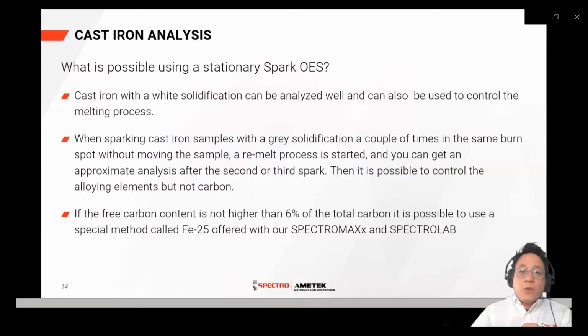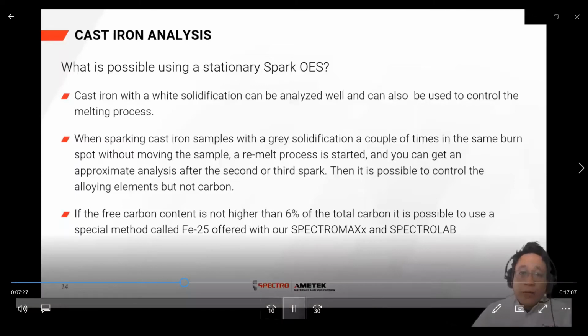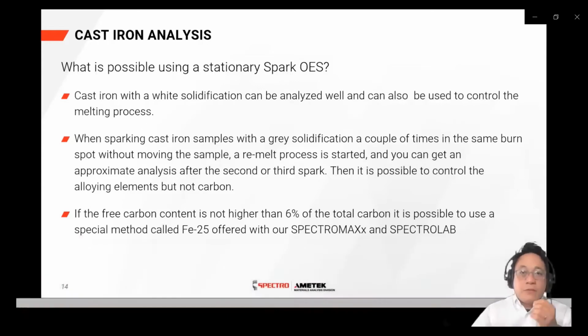So that's for mobile spectrometers, which have come a long way, but with stationary benchtop or floor standing, we have additional capabilities. White iron analyzed by the SpectroMax and SpectroLab have very precise analyses, including carbon. Gray iron, however, still has the same problem that insoluble carbon is discharged in the first burn or 2 on the same spot, but you can still control the alloying elements.